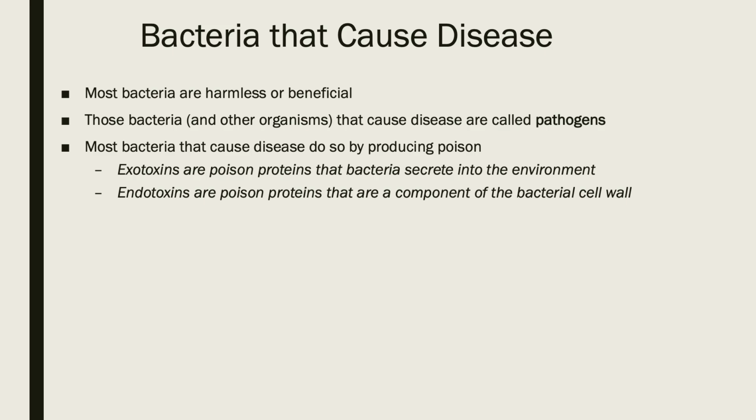So there are 2 modes of bacterial poison. Either exotoxins, this is where the bacterial cell will secrete the poison out into the environment, or an endotoxin. This is where the poison is just a part of that bacterial capsule that we learned about earlier.